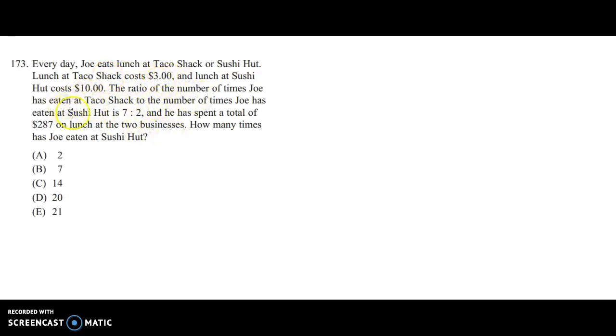The ratio of the number of times he's eaten at the Taco Shack versus Sushi Hut is 7 to 2. Okay, so we have a ratio right here. Let me put that up just for a moment. So we know that it's 7 times at the Taco Shack for every 2 times at the Sushi Hut. And then it says he has spent a total of $287.